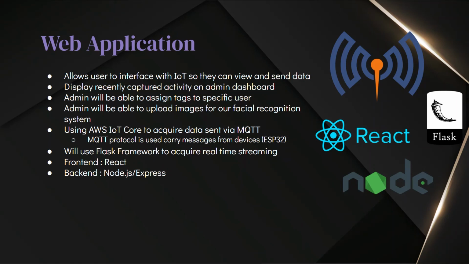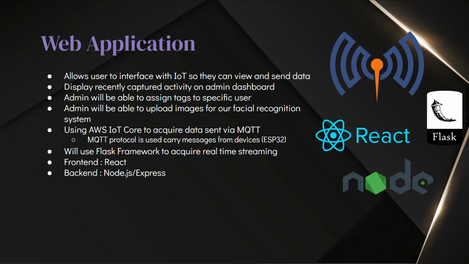Admins who have access to our system will be able to assign BLE tags to specific users, as well as be able to upload images for our facial recognition system. The application will be using AWS IoT Core to send and acquire data via MQTT. The MQTT protocol is used to carry messages from these devices. So in our case, we want to carry information from our ESP32 beacons onto our web app in order to display real-time location.